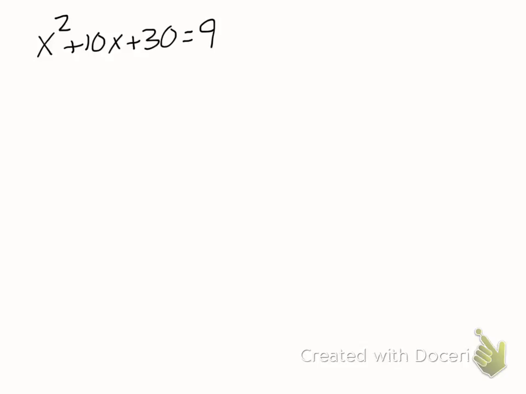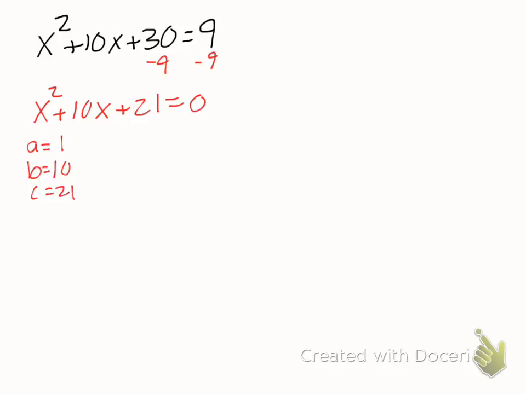So step number 1 said what? Set equal to 0. And how do I effectively do that? Subtracting 9 from both sides. So x squared plus 10x plus 21 equals 0. Second step says, list A, B, and C. A equals 1. B equals 10. C equals 21. Now, if any of those up there were minuses, then you know it to be a negative.